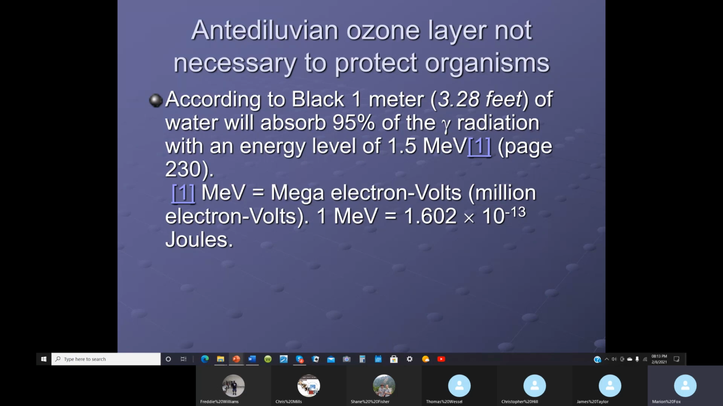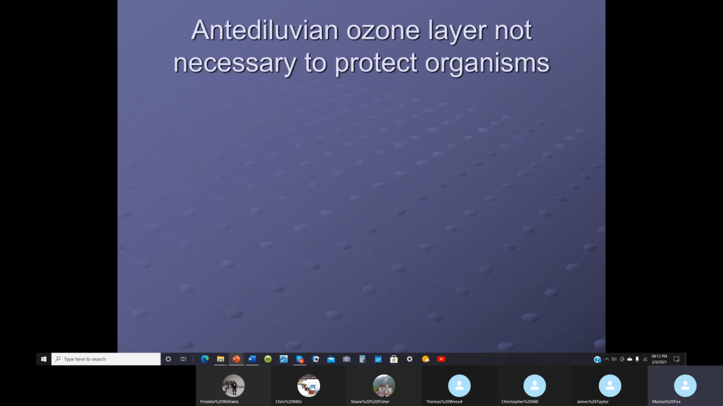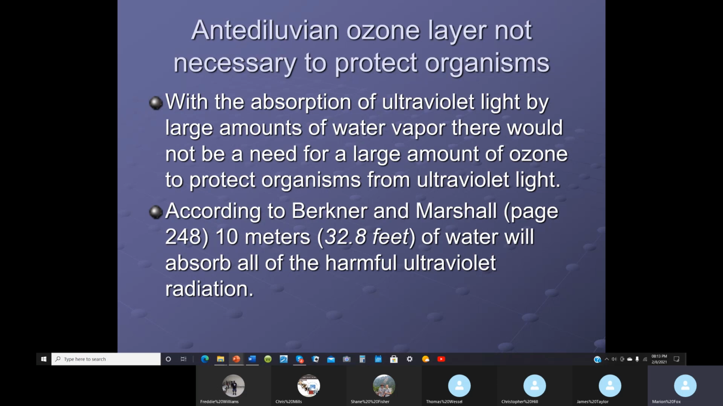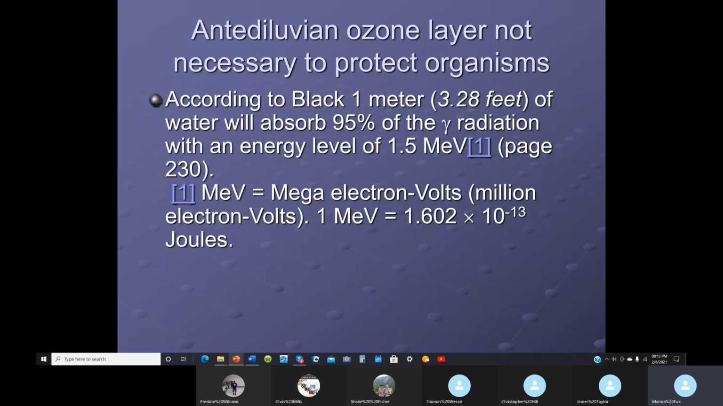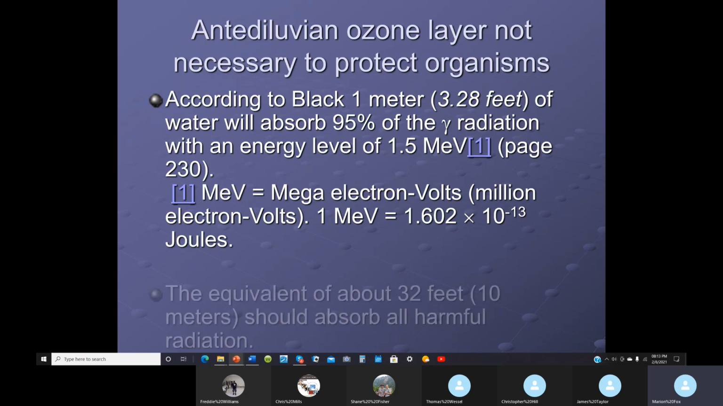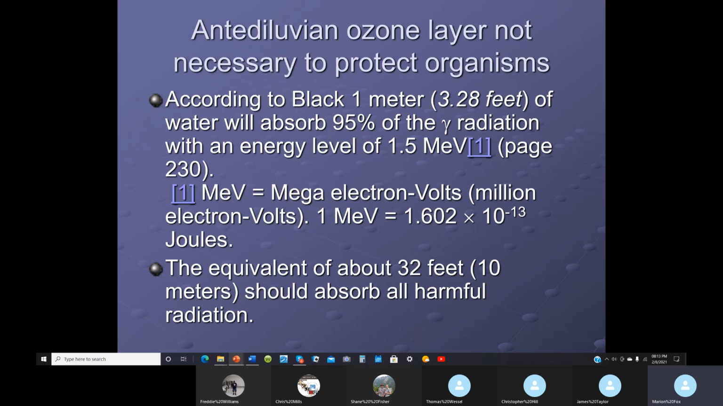And that's with an energy level of 1.5 million electron volts, which is a measure of energy. But of course, we're talking more than a meter. We're talking about what we theorize, 10 meters, and probably close to 20 meters. So it's going to absorb even gamma radiation. It won't get through it. All right. Any questions? The equivalent of 32 feet should absorb all harmful radiation of all sorts, even gamma radiation.